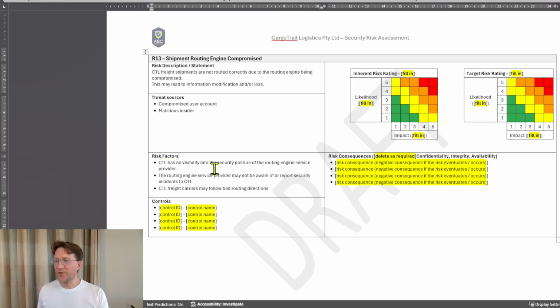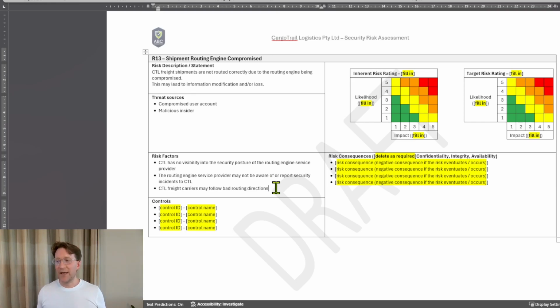For risk factors, we don't know if CTO has any visibility into the security posture of the routing engine service provider. So we don't know what measures they have in place to protect user accounts, if people are trained or not, if they have antivirus software, if they do access reviews, all these different things. We have no idea what they do. We also have the routing engine service provider potentially not being aware of security incidents, or they may not report them to CTL. It depends what's in the contract between CTL and the supplier and whether we can trust the supplier to honor the contract or not.